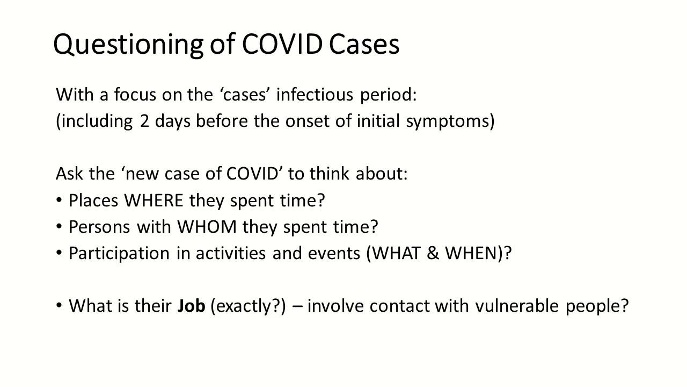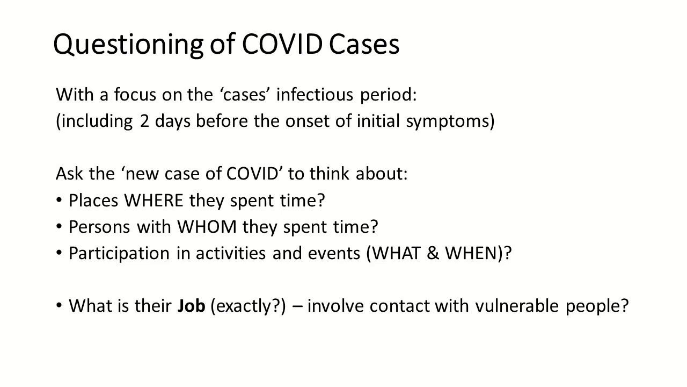And the things we want to inquire about a new case of COVID are the places where they spent time, the persons with whom they spent that time, and participation in activities and events, the what and the when. So it's the where, the whom, the what and the when. In lockdown, it'll be much more straightforward because it will just be the other members of the household. But as lockdown is eased, the range of contacts, the places people have been, the people they've interacted with, the activities and events they've taken part in will become much broader.